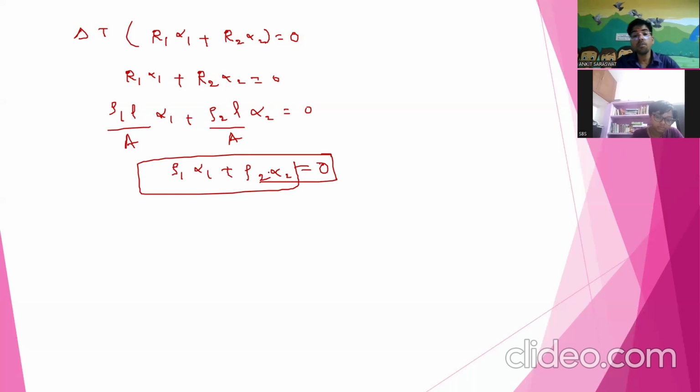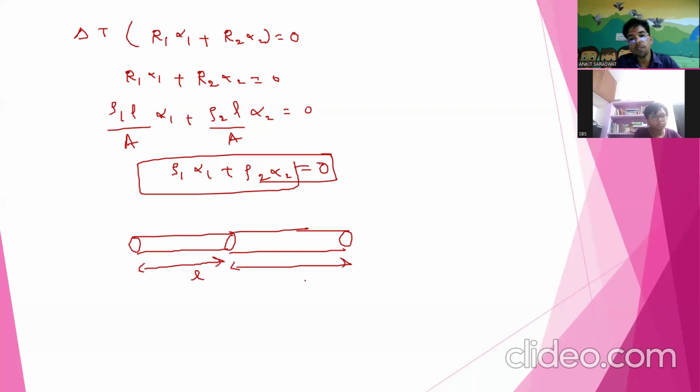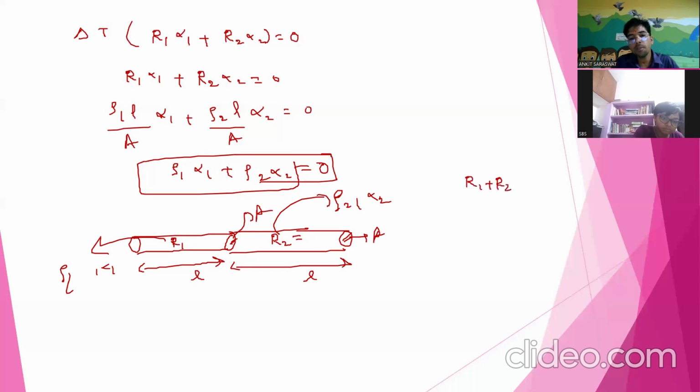It's a little bit tough. If you take two wires having different material, equal length and equal area of cross section, this is rho 1 alpha 1, this is rho 2 alpha 2. Initial resistance of this will be R1, here R2. Both are initially at the same temperature, say room temperature, 27 degrees Celsius. So the combination resistance is R1 plus R2.